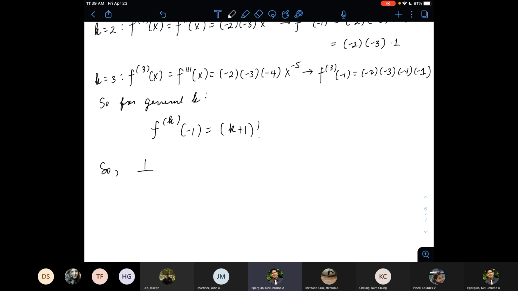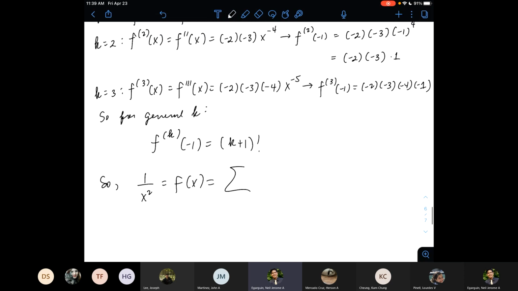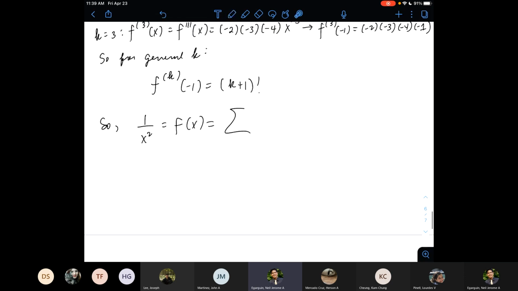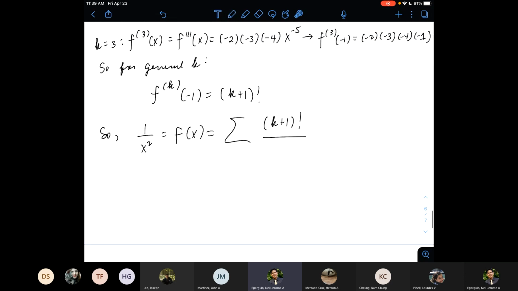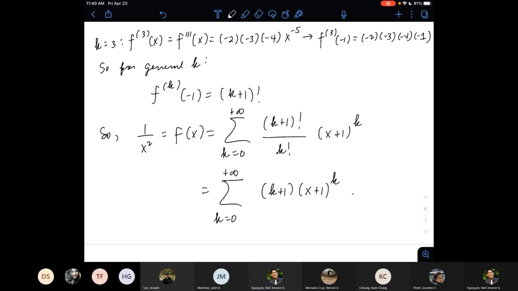So now we know 1 over x squared, which is our f of x, can be expanded as the sum of, remember, we have f upper k evaluated at -1, but I already knew that that guy will simply be k plus 1 factorial. All over, in the formula, there's a k factorial below. So I'll copy that here. And then I'll have x plus 1 to the power k going from 0 until infinity. Now we can carry on with the simplifications. K plus 1 factorial divided by k factorial. There will just be a k plus 1 left on top. And we'll have this expansion. And there we go. That's our expansion for 1 over x squared.